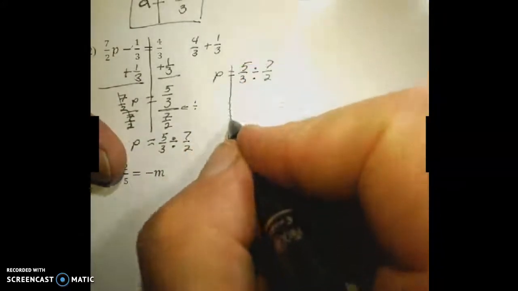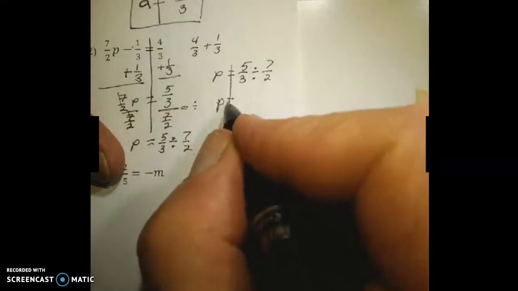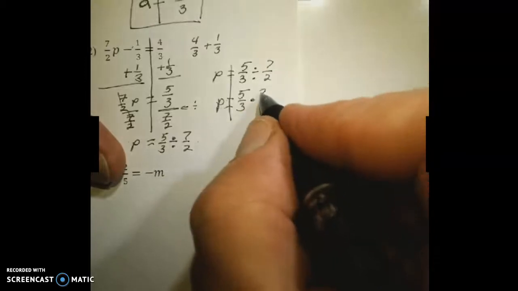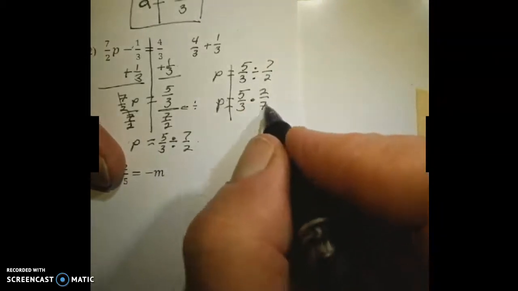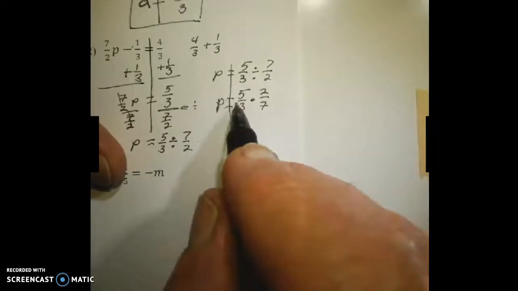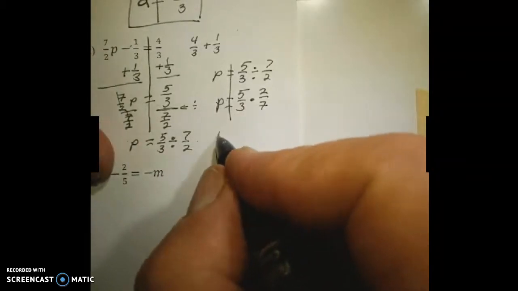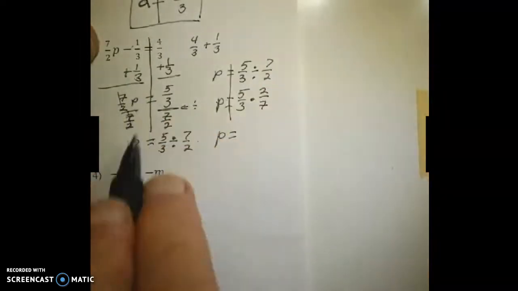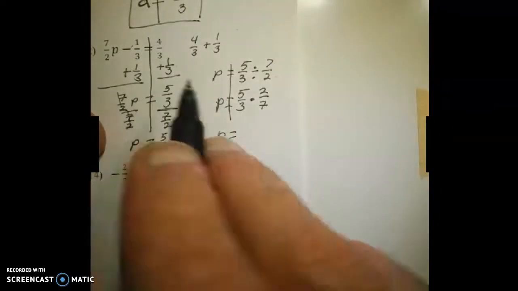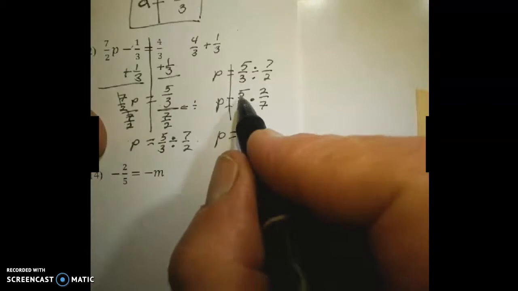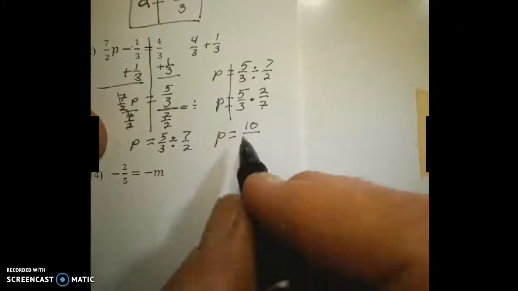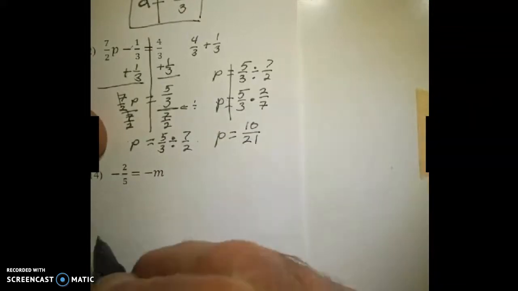The left side, again, your equal sign's coming straight down. P is going to equal 5/3 times the reciprocal, 2/7. And again, I would love to reduce before I multiply, but there's nothing to reduce. So you just multiply. I'm just looking to see if I've lost a minus sign anywhere, and I don't see that I have. So I'm multiplying numerator times numerator. 5 times 2, I get 10. 3 times 7, denominator times denominator, I get 21. That is my solution, positive 10 over 21.